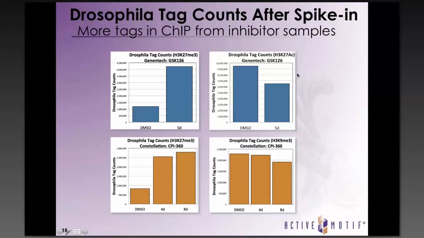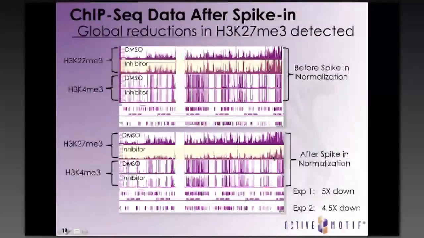The control antibody in the Constellation samples was H3K27me3. This mark should not be changing, and we don't see significant changes in the tag counts across those samples. If we apply that normalization strategy to the samples, this is what the data looks like.